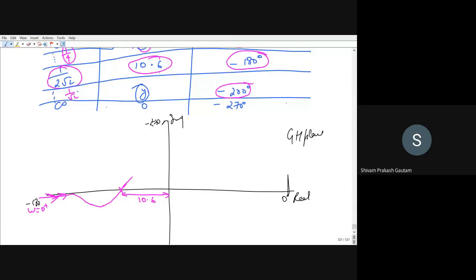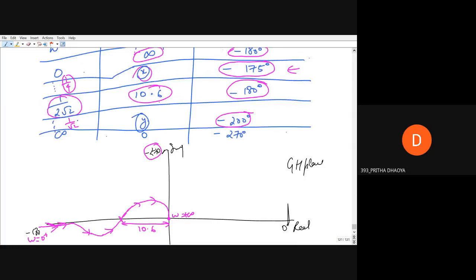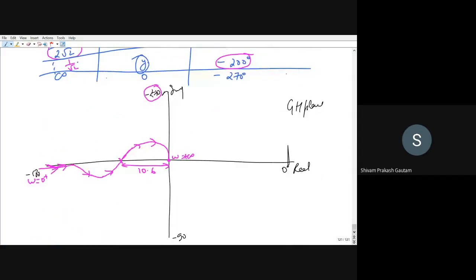Magnitude has become 0. That means it is at the origin, and phase is minus 270. Minus 270 degree is this line. So it will be tangential to the minus 270 degree line, like this. It will go like this. So this is omega is equal to plus infinity. Have you understood this point, this graph? Yes, sir. Okay. Now this is the polar plot for positive frequency.